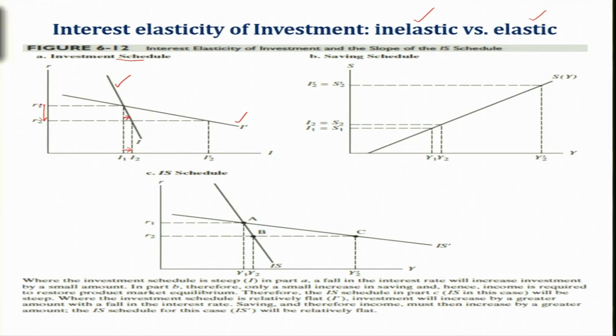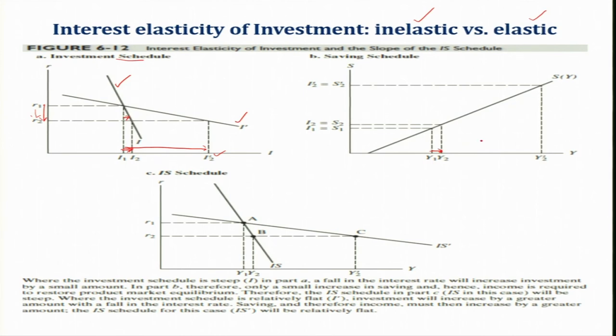Then you can see that a small decline in the rate of interest from R1 to R2 produces a large increase in investment from I1 to I2. So corresponding to this, in the first case, since the interest elasticity of investment is inelastic, there was only a small increase in investment, so only a small increase in saving is required, and correspondingly only a small increase in income is required.